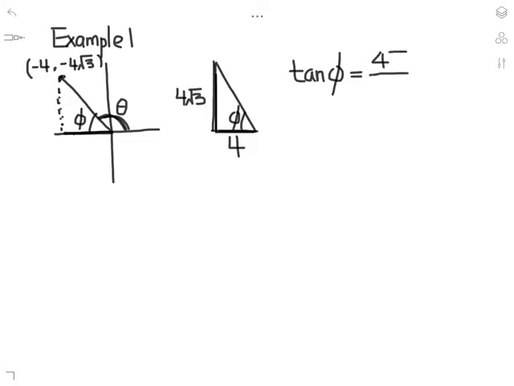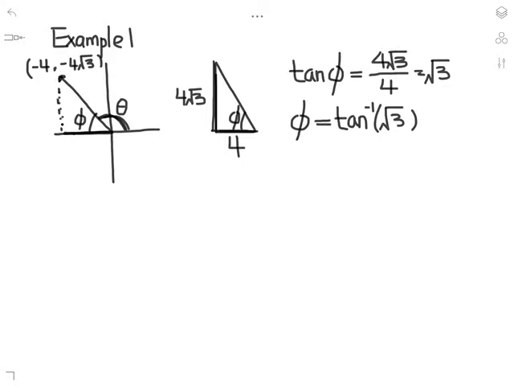Opposite over adjacent. So what's 4 square root of 3 over 4? I can cancel out the 4 and reduce that down to square root of 3. So how do I get the angle measurement from tangent of phi? If you remember, we're going to use the inverse function. Hopefully you remember it from your geometry class. I'm going to use the inverse tangent of square root of 3 to find the angle measurement.